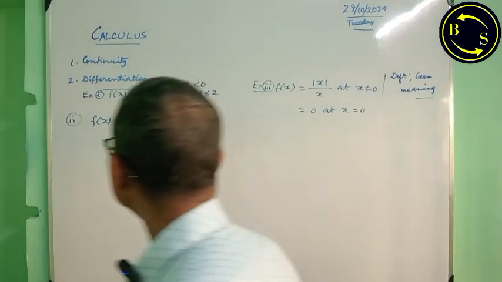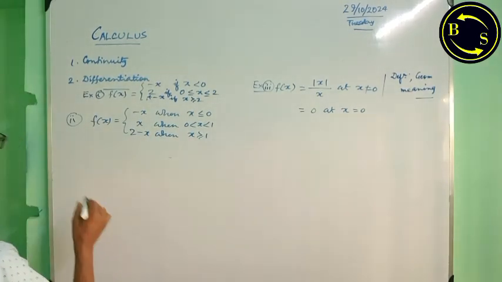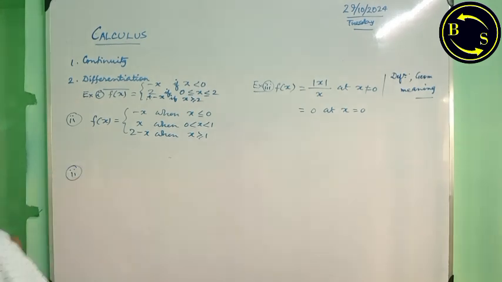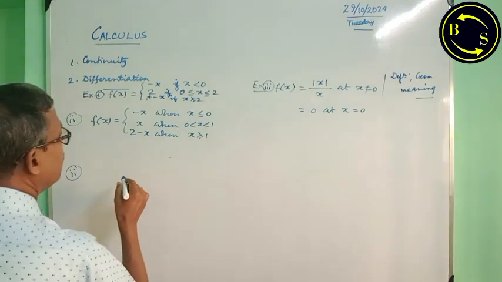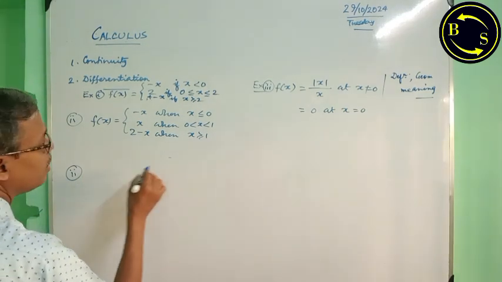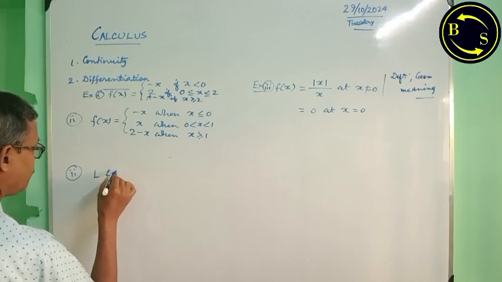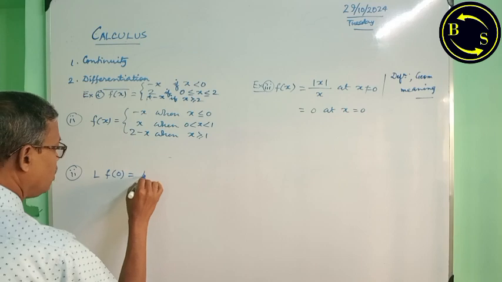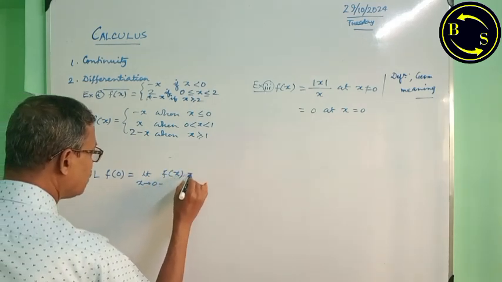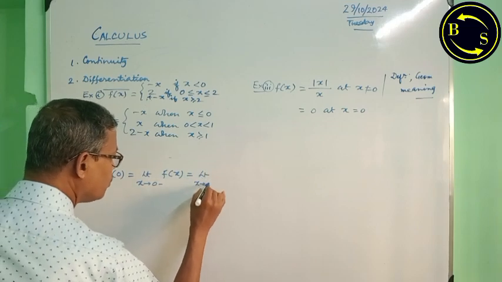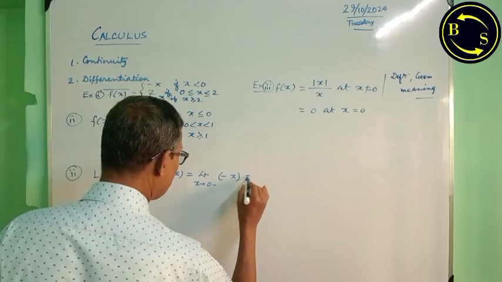Now the second one, f(x) is defined as this. First we calculate left hand limit, then right hand limit, then value of the function. LF0, limit x tends to 0 minus f(x), that is equal to limit x tends to 0 minus f(x), means here minus x, therefore value is 0.